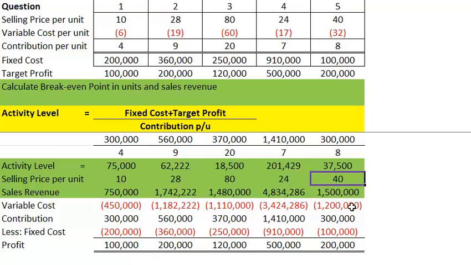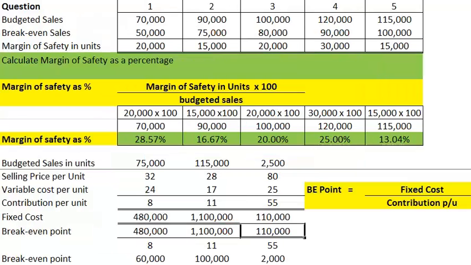We deduct it from our sales revenue of 1.5 million. Total contribution we arrive at 300,000. We deduct fixed cost from total contribution. We arrive at a profit of 200,000. This is what our target profit was, 200,000. This is how we calculate activity level at which we not only cover our cost but we also generate target profit. Now we will look at margin of safety.